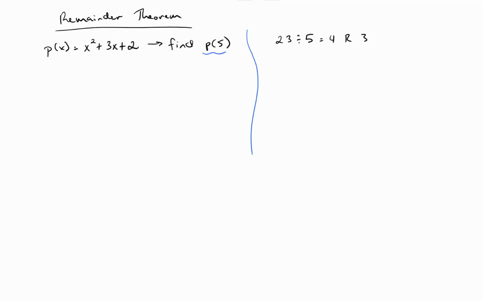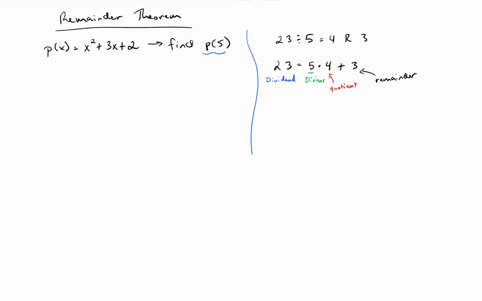Well, what that means really is that 23 is just equal to 5 times 4 plus the remainder 3. Again, that's kind of what division is. So if that's the case, let's go ahead and just label these with their names. All right, so I've got my dividend, my divisor, my quotient, and my remainder.